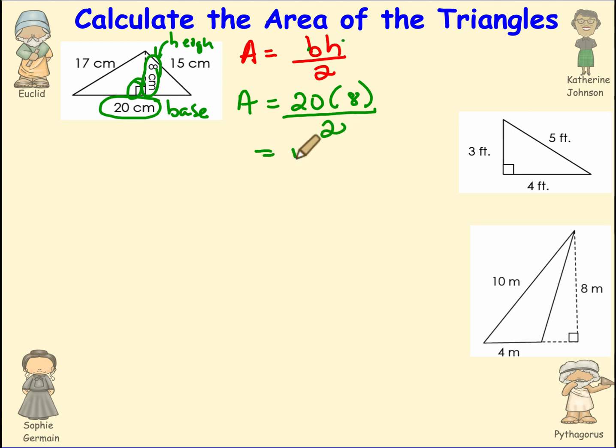20 times 8 is 160. 160 divided by 2 is 80, and now I do my units. So if it's centimeters and I'm doing area, it's square centimeters.